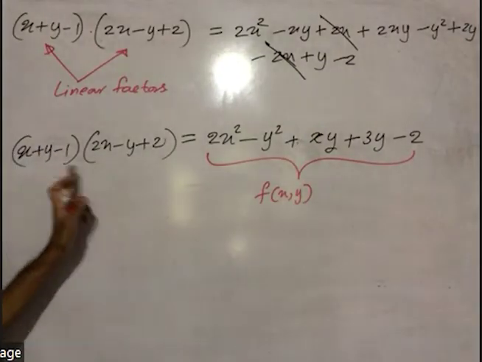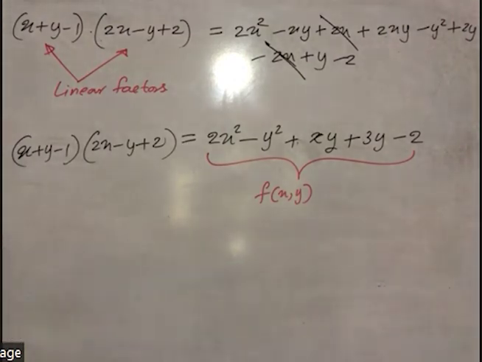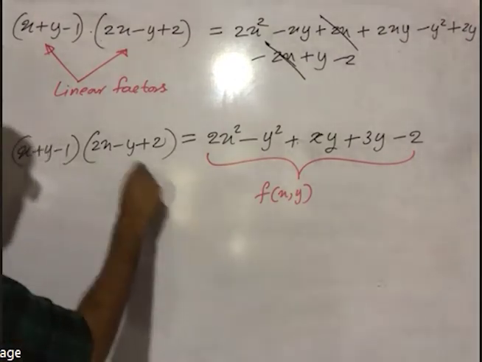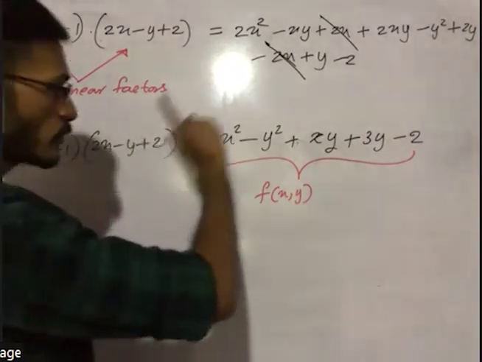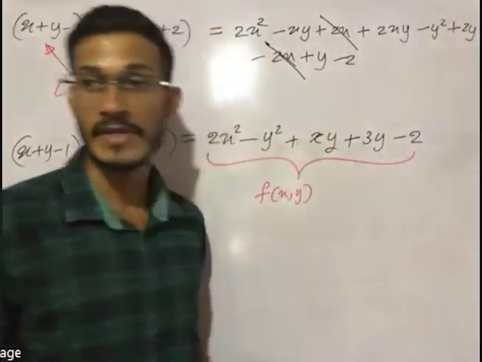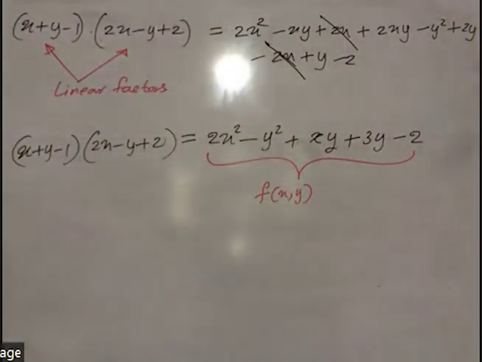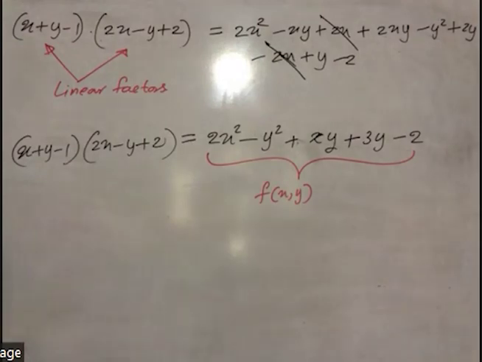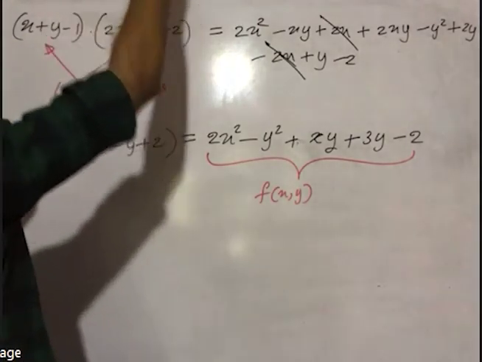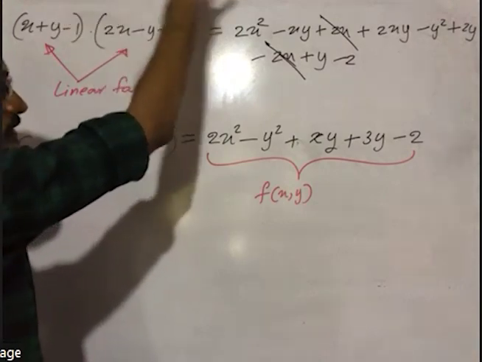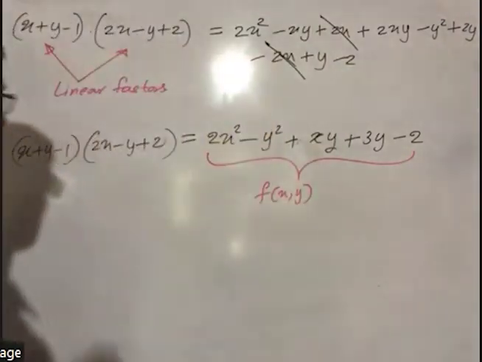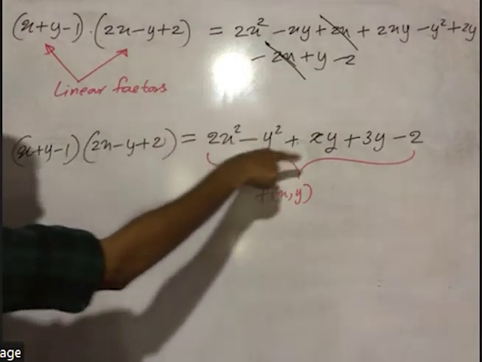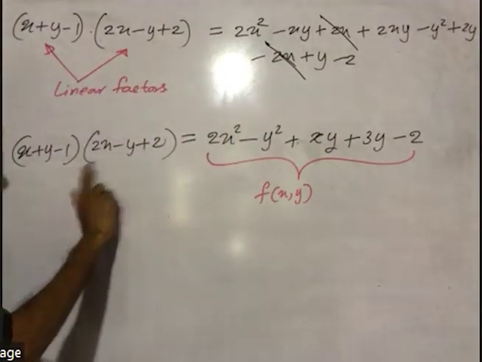So this is the product of two linear factors. From this product, you will get f(x, y), which is a function of two variables. Now, look at this. We have simplified these brackets. Then we have got this function. If you multiply this, you will get this.